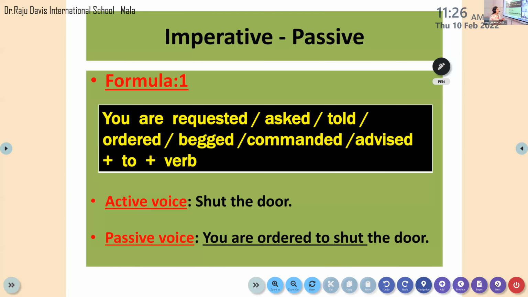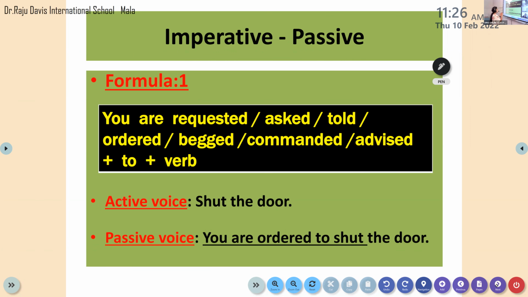See, children, I request everybody to note the heading: imperative passive. Note the formula. If you get an imperative sentence in form, this is the first formula. This formula can be used with an imperative sentence with an object, and also with an imperative sentence without an object.